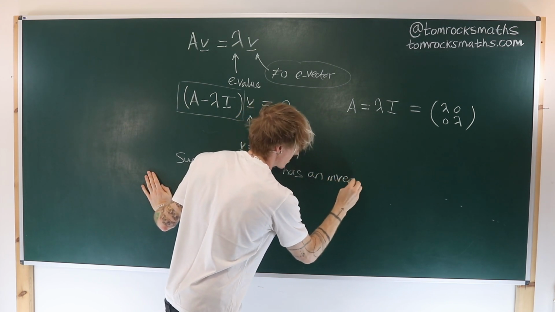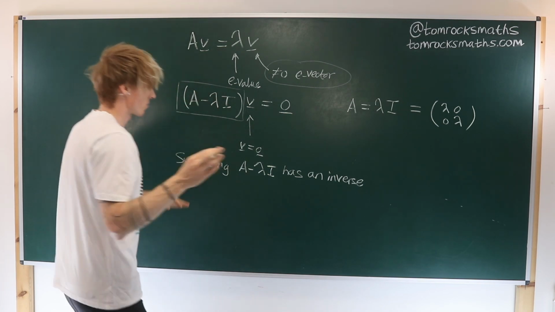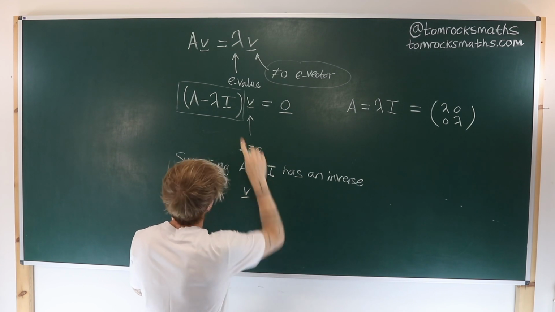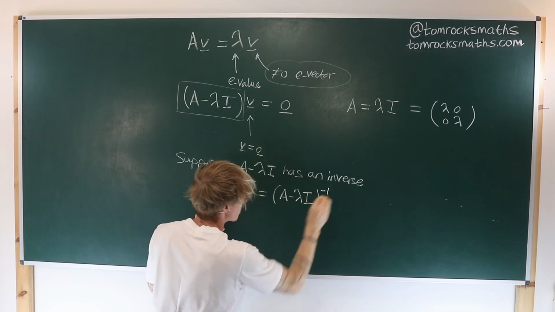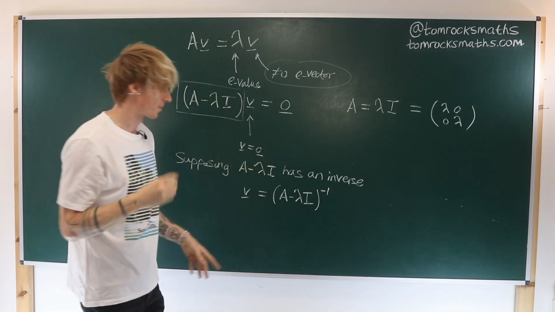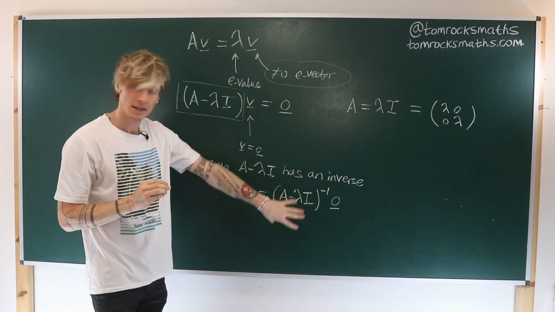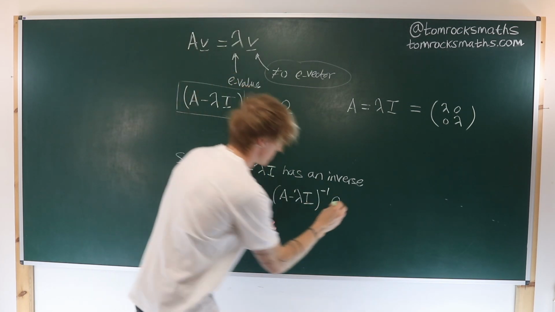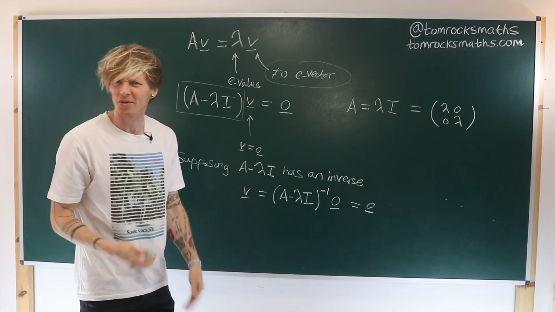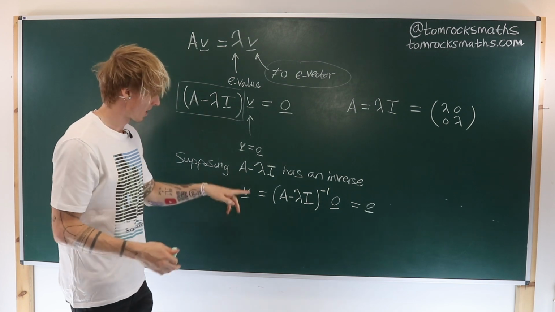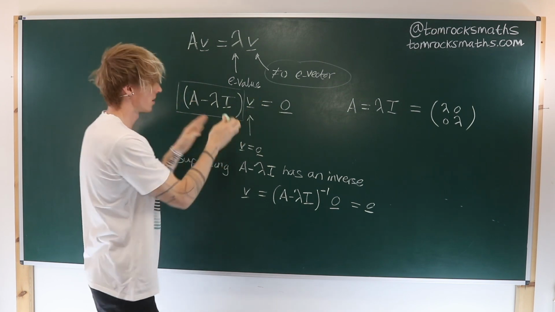supposing that has an inverse, and we'll talk about the condition on that in just a moment, but supposing it has an inverse, then I can rearrange this equation and say V has to be equal to the inverse of A minus lambda I, so we'll put a minus 1 there to signify the inverse, multiplied by 0. Now we have a matrix multiplied by 0, so it's 0, and again we're back to the boring case, or the case we're not actually going to allow, of V being 0.